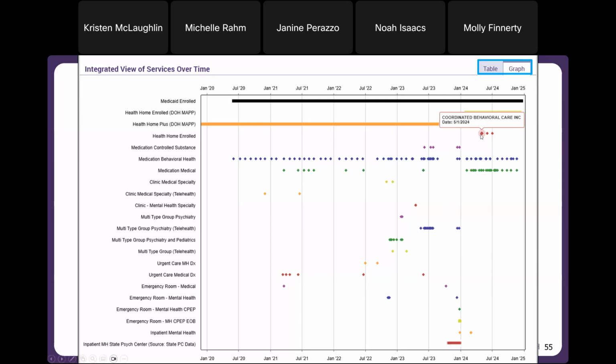As you can see here, if I hover over any of these, either dots for a single service or rows to indicate continuous service, I have the ability to see that here. I can also see that this person had a break in their Medicaid enrolled status and came back a little before July 2020, it looks like.